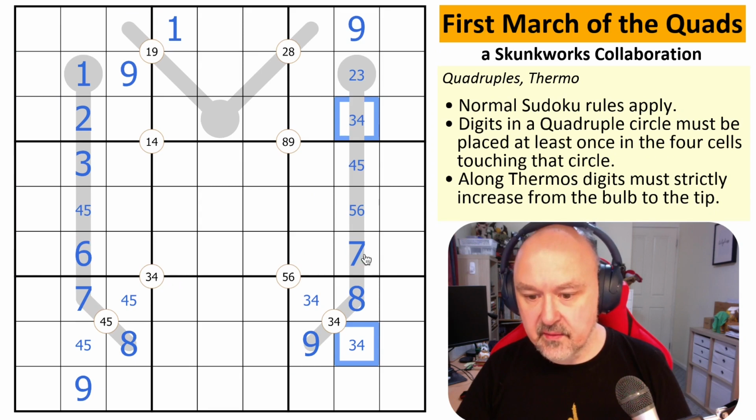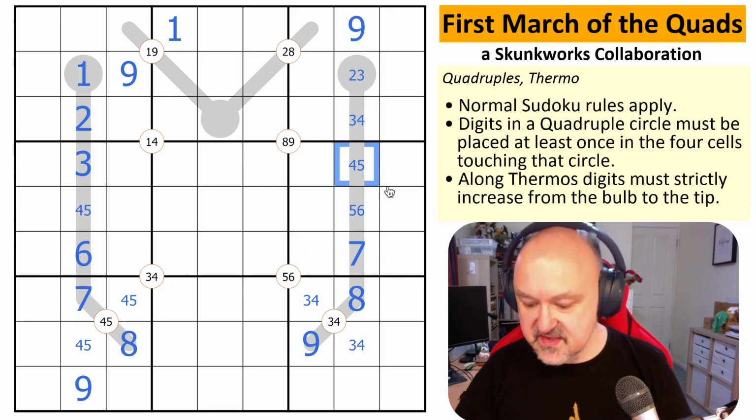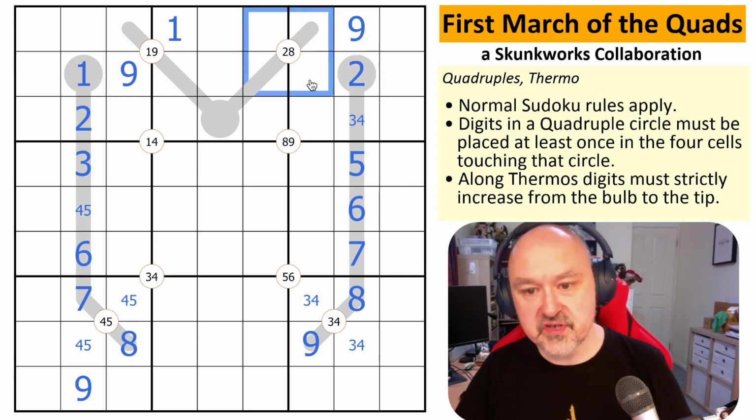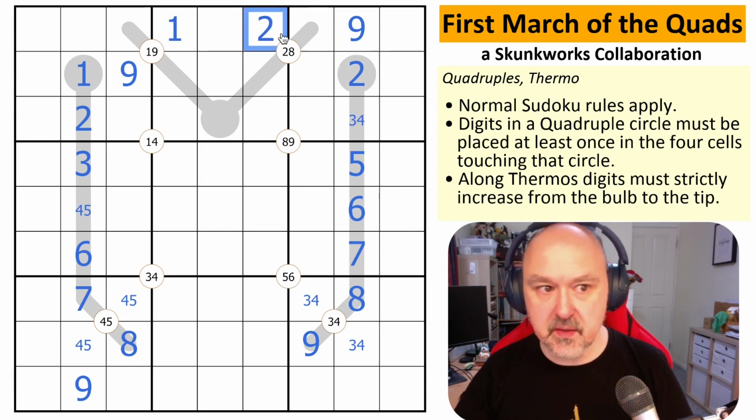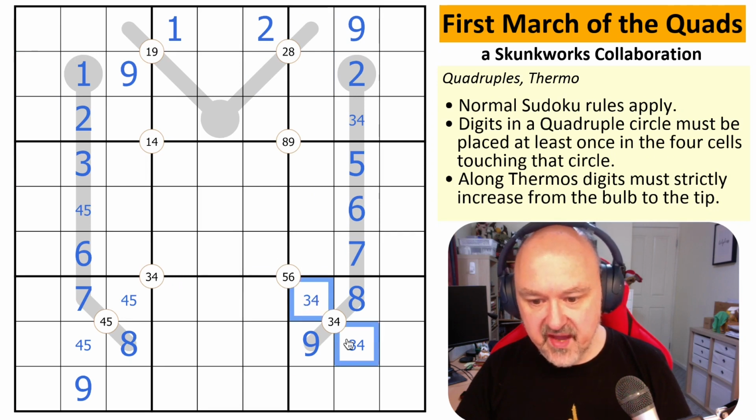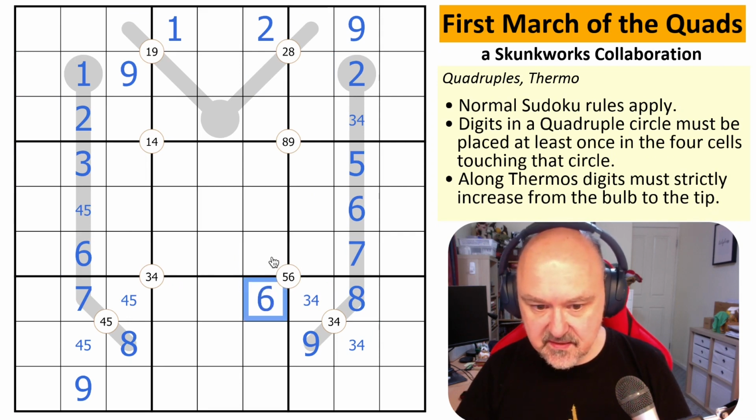I've got a 3-4 pair because of the 3-4 quadruple. So this is 5 and 6. That's a 2. That's very cool. This 2, I've got to put a 2 around this quadruple, but this 2 sees those 2 cells and that cell. This becomes a 2. That is very cool. 6 has to go around this quadruple, but it can't go there because of this 3-4 quadruple, and that 6 sees both of those. That is the 6.